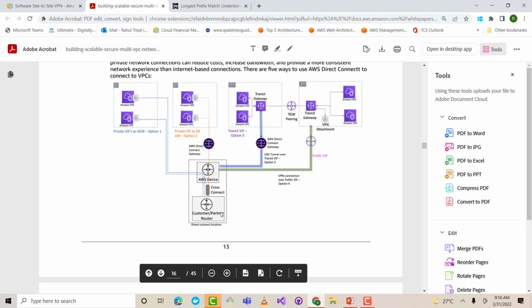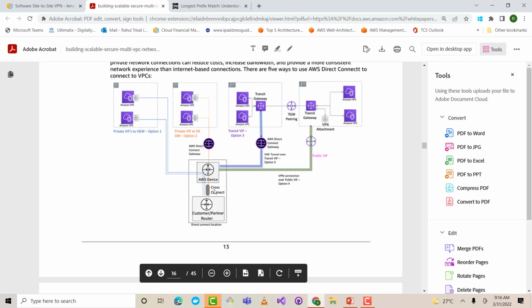So now let's assume you have this partner network here. The partner network will provide you with a customer router, and you have to establish LAN connectivity between your customer data center and this customer partner router.